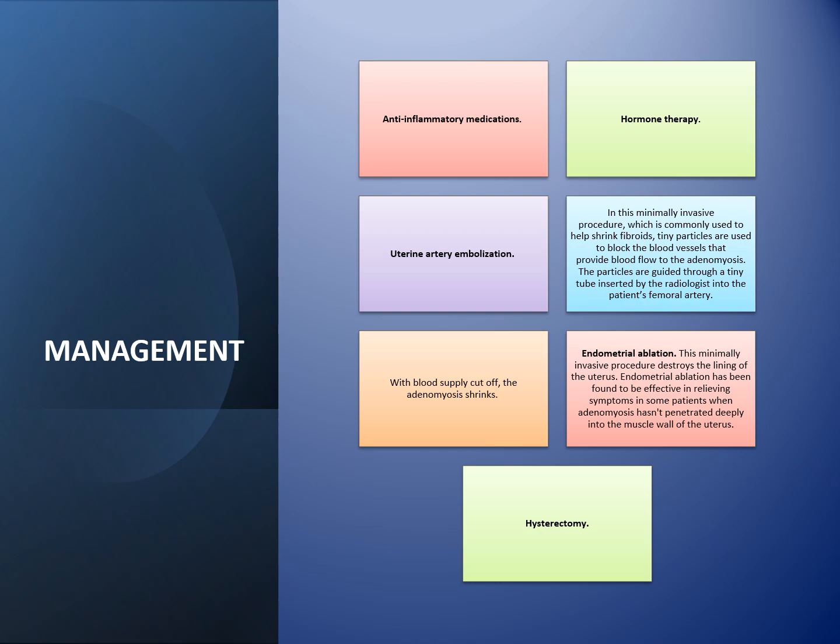Uterine artery embolization: tiny particles are injected into the blood vessels supplying the uterus, which reduces the blood flow, causing shrinkage of the adenomyotic tissue and symptom relief. Endometrial ablation: the uterine lining is destroyed using minimally invasive techniques. This may help women with superficial adenomyosis. Hysterectomy: removal of the uterus is the definitive treatment for severe cases where childbearing is complete.